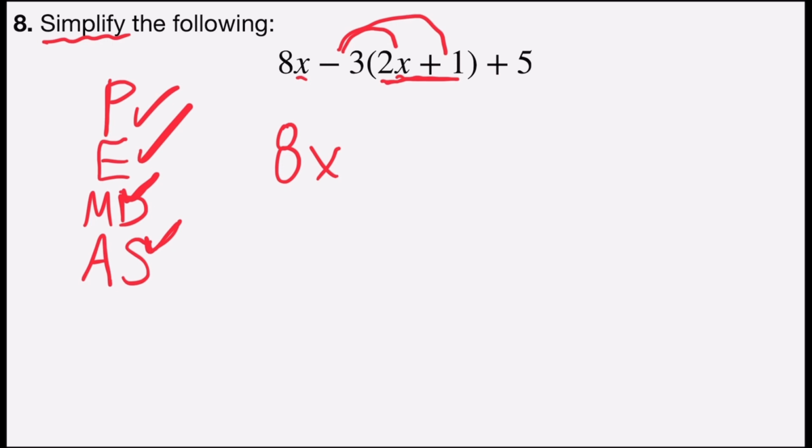So negative 3 times 2x is negative 6x, and negative 3 times 1 is negative 3. Since the parentheses close up right here, that means the multiplication is done, plus 5.